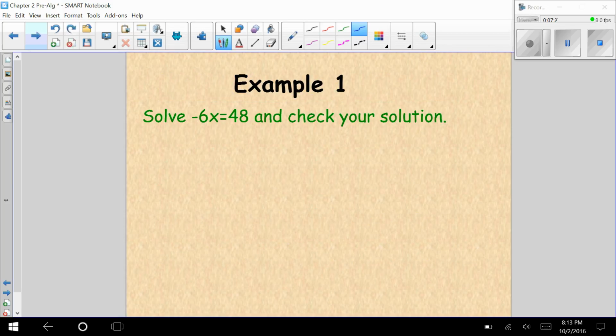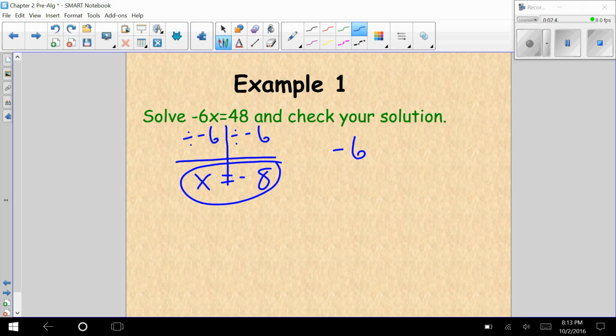All right, solve -6x equals 48. I'm going to draw my wall again. This is -6 times x, so I'm going to divide both sides by -6, and I'll get x equals -8. So -6 times -8, is that equal to positive 48? Well, it sure is equal, so it checks out.